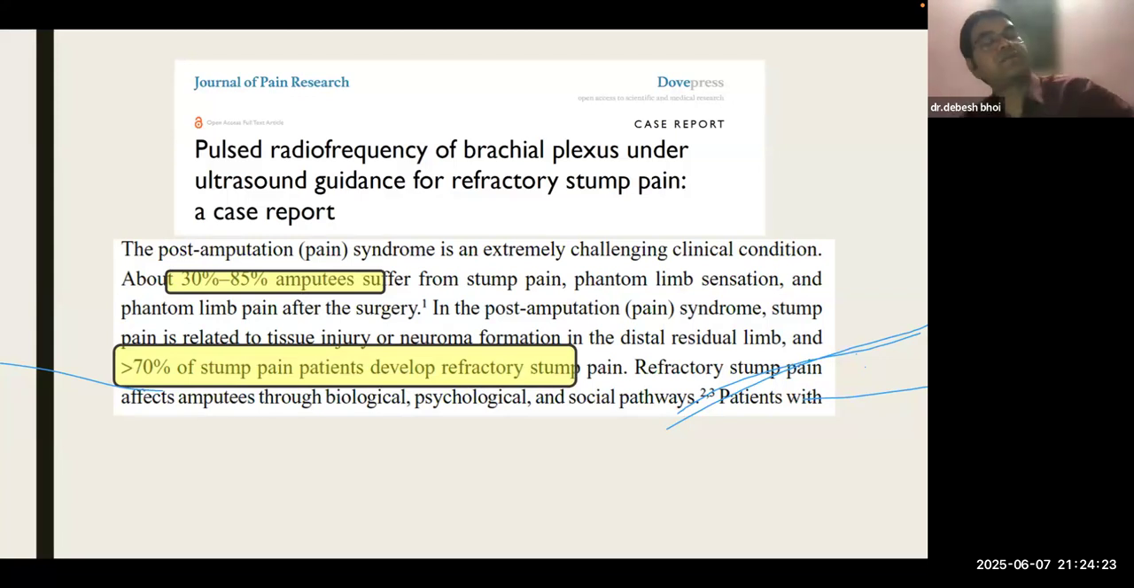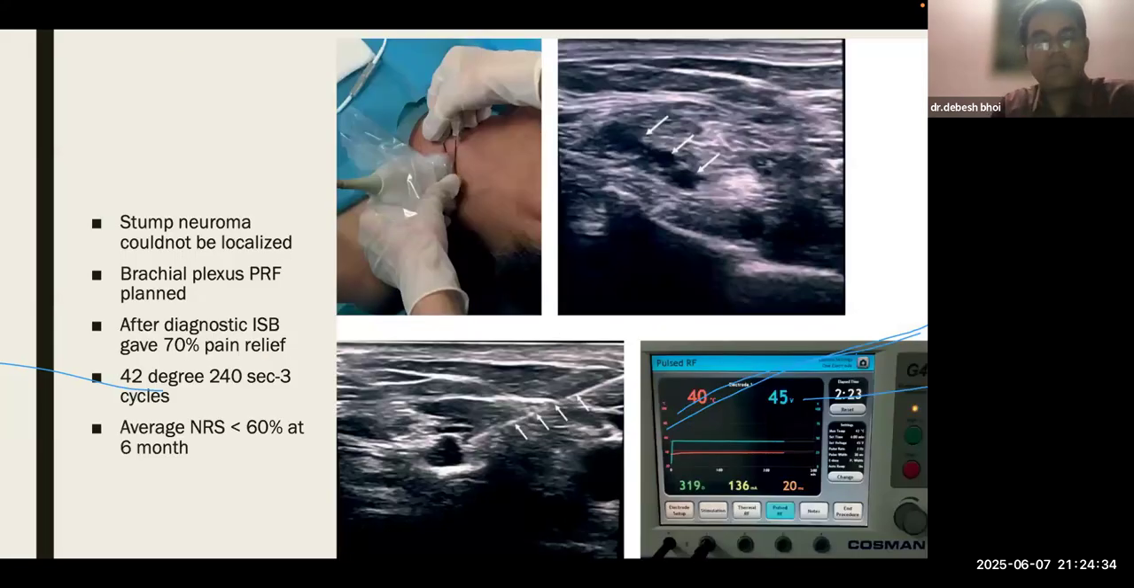So most of the time in chronic pain, what we see is that the same patient might initially be relieved with some technique, but subsequently it may not work, so the patient might have refractory pain. Same in this case, the stump neuroma could not be localized. They had stump pain but couldn't localize the neuroma, so they could not do the PRF of the neuroma. So in this case brachial plexus PRF was planned, because everything else had already been done. They planned to give a diagnostic block first, and if they had relief, then followed by the PRF.